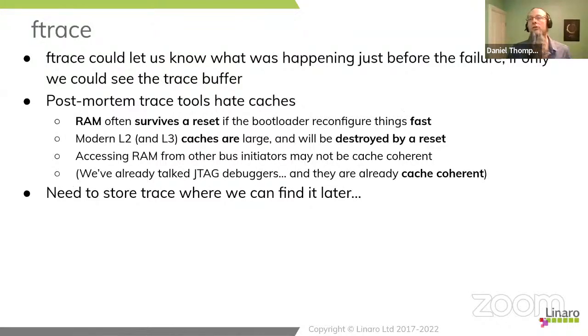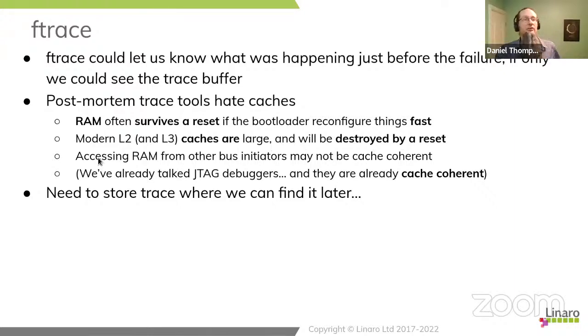Okay, so other things we could do. So ftrace would be really nice. It would just tell us what the last function we jumped into was, which would help us reason out what was executing at the point we failed. The problem is that we've stored it in cache memory, and after a reset, it will break things. So RAM often survives a reset, but the caches will be destroyed. We've talked about that already.